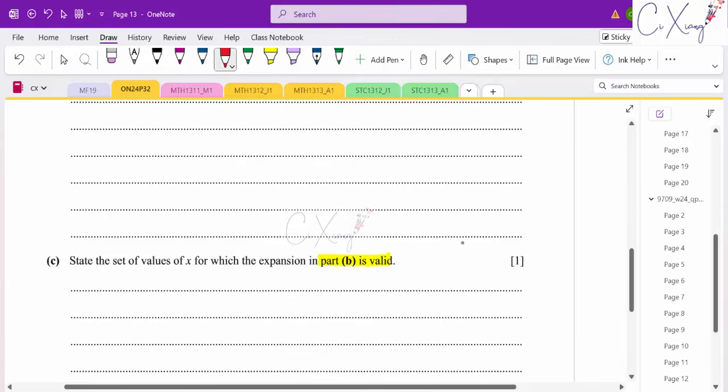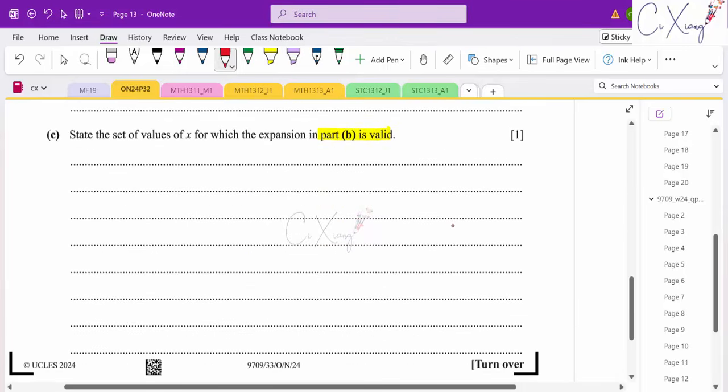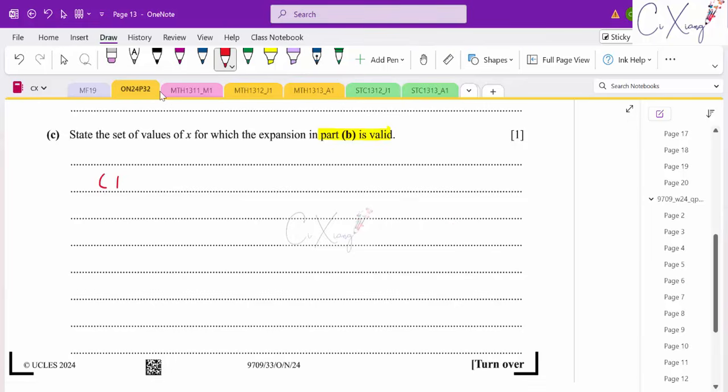Okay, so for the binomial expansion, we have two brackets that use the binomial expansion formula in the previous part. One of them is this one, (1 minus 2x over a) to the power negative 1. Another one is (1 plus x over 3a) to the power negative 1. For these two brackets that we are expanding using the binomial expansion, there's a rule that we must follow. That means there's a set of values of x so that the expansion is valid.